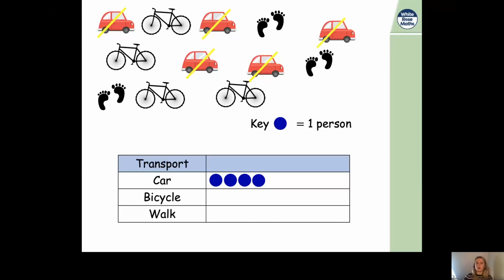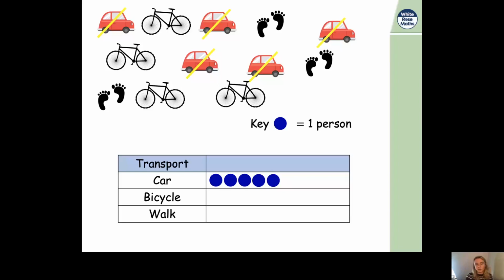And then my next car, and add my circle to represent that one person who goes to school by car. So there we go. Have I crossed out all of my cars? Well, yes, I've counted them all because I've crossed them out each time. So now I know that I've definitely counted them all.